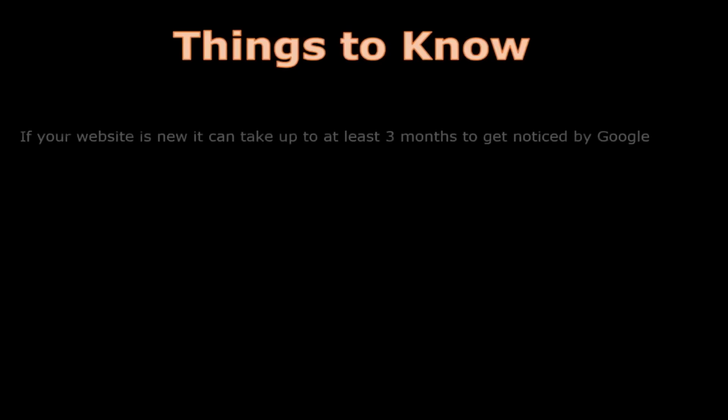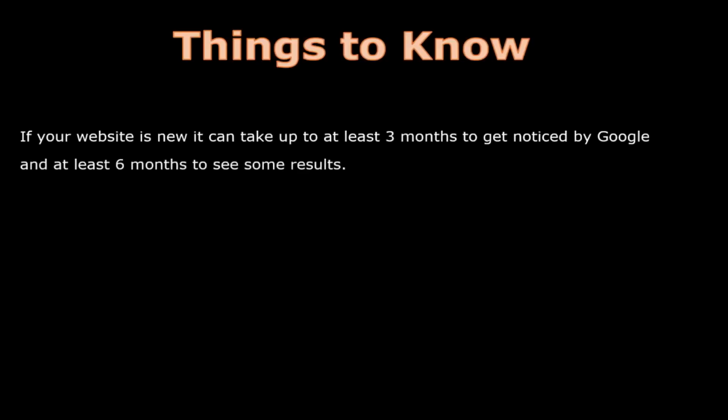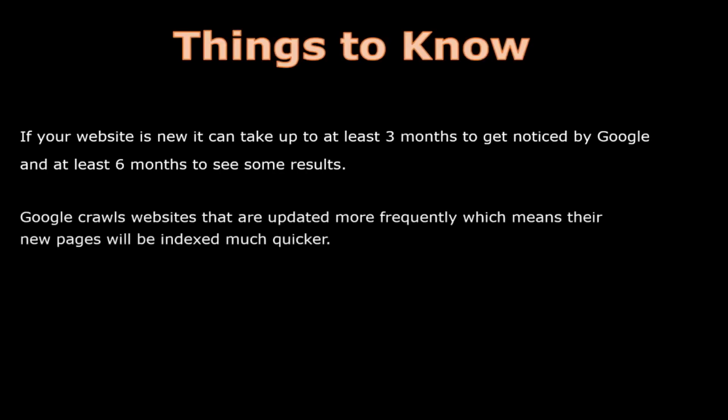Things to know. If your website is new, it can take up to at least 3 months to get noticed by Google, and it will take at least 6 months to see some results. Google crawls websites that are updated more frequently, which means their new pages will be indexed much quicker. This is why having a blog is a very good idea. Having a blog will also allow you to target many different keywords in your niche. I recommend that every website has a blog.